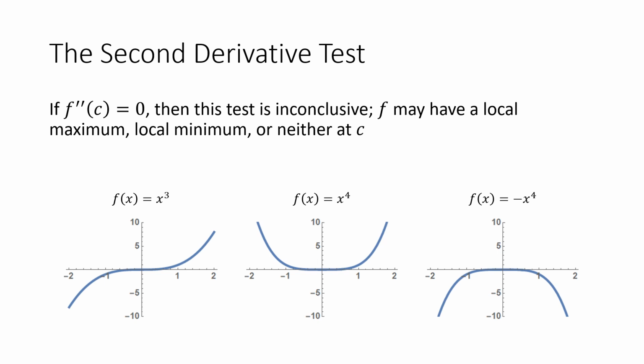So here are 3 examples of functions where we have a critical point. All of these have a critical point at (0, 0). And all of them have a second derivative that equals 0 at that point. Feel free to try that yourself. If you take the second derivative and plug in 0, you're going to get 0 for each one of these functions. But the problem is, here we have neither a max nor a min.